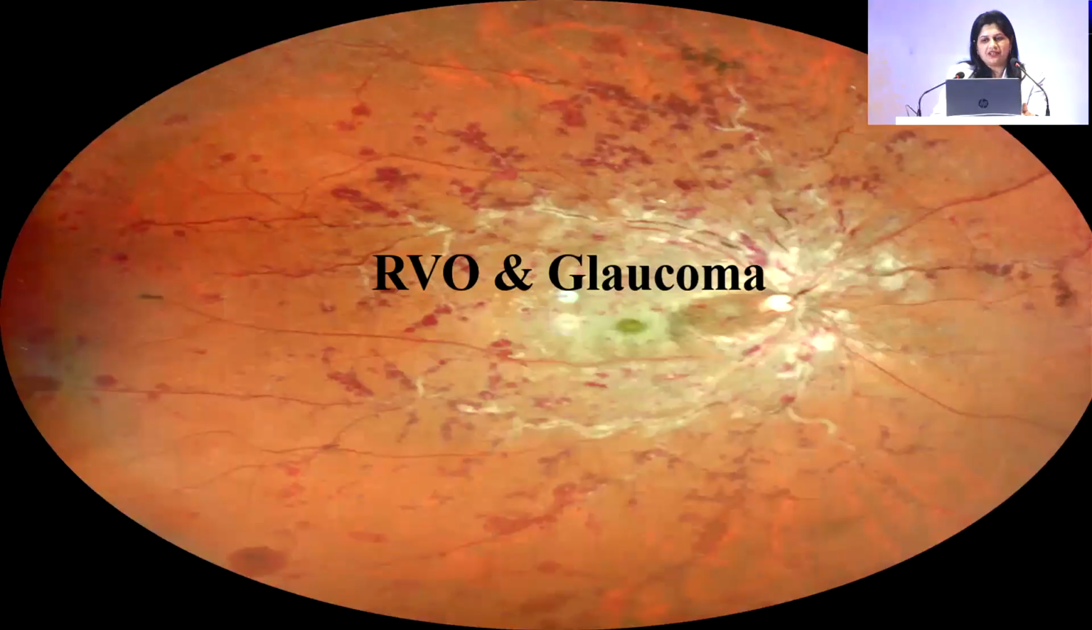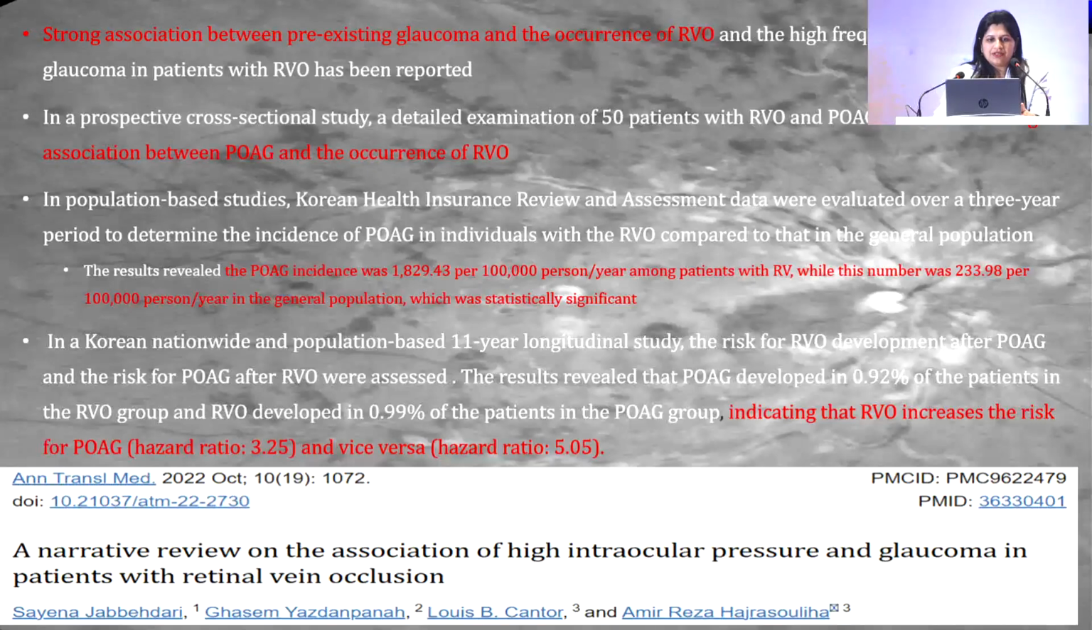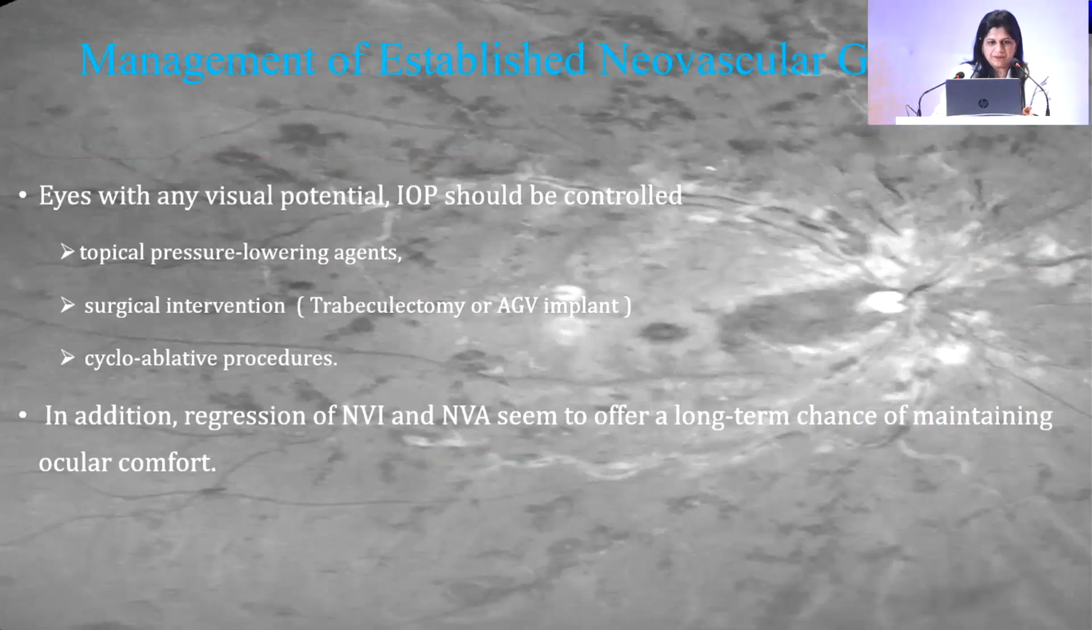Now, how is retinal vein occlusion related to glaucoma? There is a strong association between pre-existing glaucoma and the occurrence of RVO. We have seen that there is an association between primary open-angle glaucoma and RVO, and also that RVO increases the risk of primary open-angle glaucoma and vice versa.